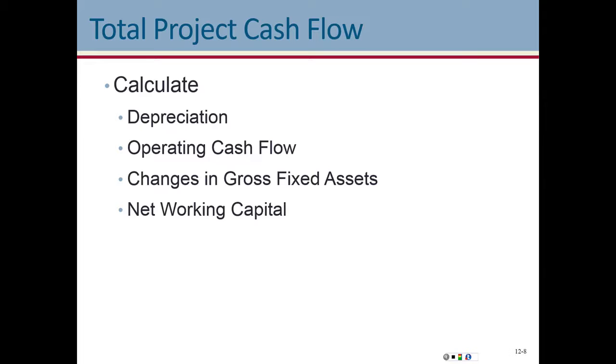Now, when we're thinking about the project's cash flow, so pretty much how much money we are receiving from the project, there are several aspects we need to take into account. Depreciation being the first one, the loss in value of our assets. That has an effect on our cash flow. Operating cash flow is basically the cash flow that we get from running the firm. Changes in gross fixed assets is basically whether we acquire new assets or we sell them. And net working capital, which is current assets minus current liabilities. Sometimes at the beginning of new projects, we need to increase the net working capital.